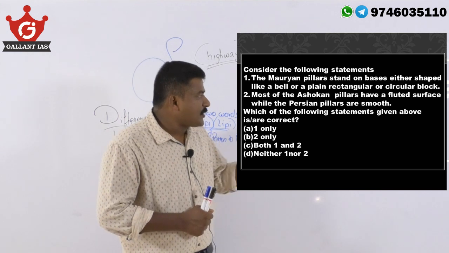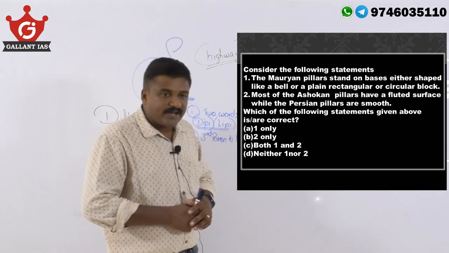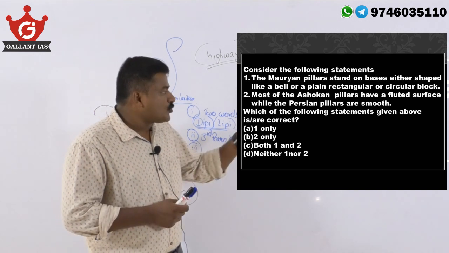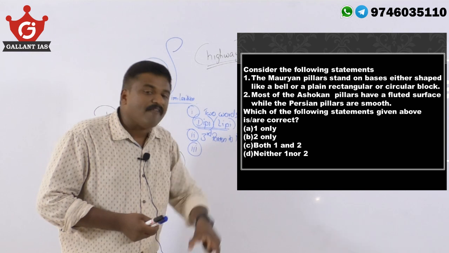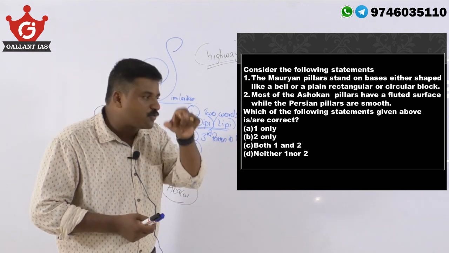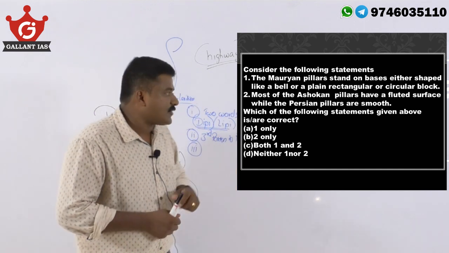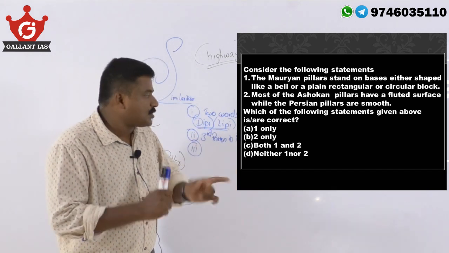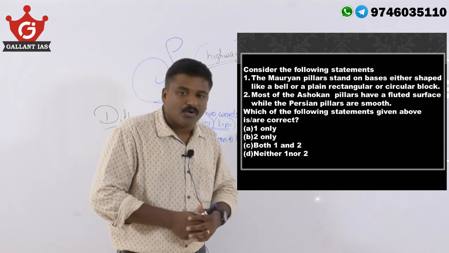Now, most of the Ashokan pillars have a fluted surface while Persian pillars are smooth. This is again interchanged. Most of the Ashokan pillars have a smooth surface. The outer surface of the shaft or column is very smooth, polished, but the Persian pillars have the fluted surface. So they are also interchanged. So which is correct, as asked here? Our answer will be D, neither one nor two.